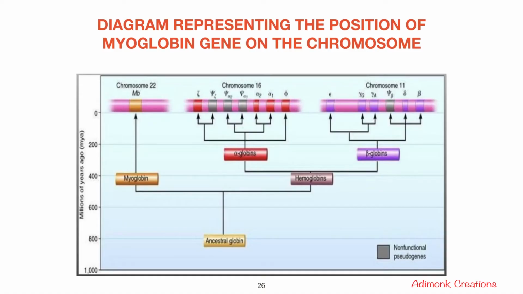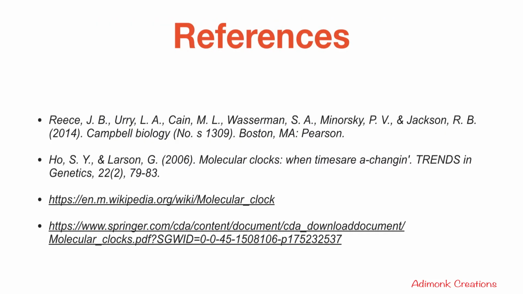In this figure, we can see where the hemoglobin genes are in the chromosome: the alpha globin subunits are present on chromosome 16, and the beta globins on chromosome 11. The myoglobin gene, on the other hand, the MB gene in humans, is located on chromosome 22, and it is a single gene that does not have several other subunits or parts. So with this, we come to the end of this class.